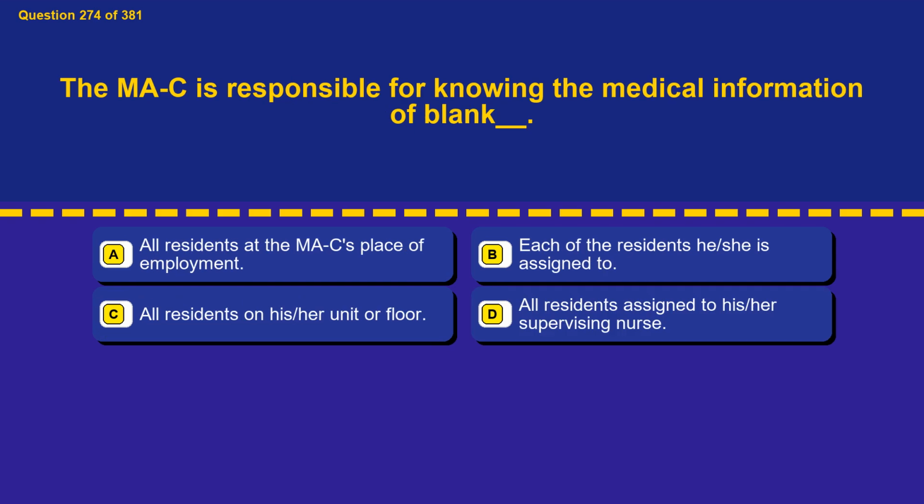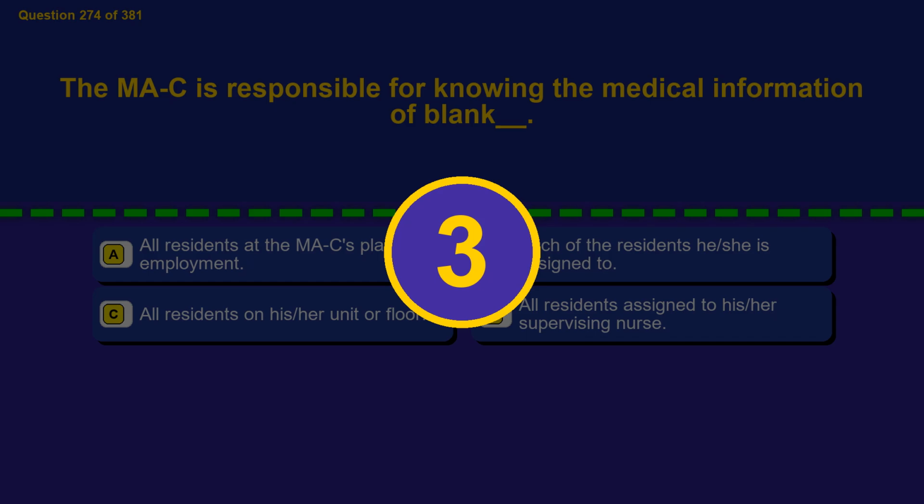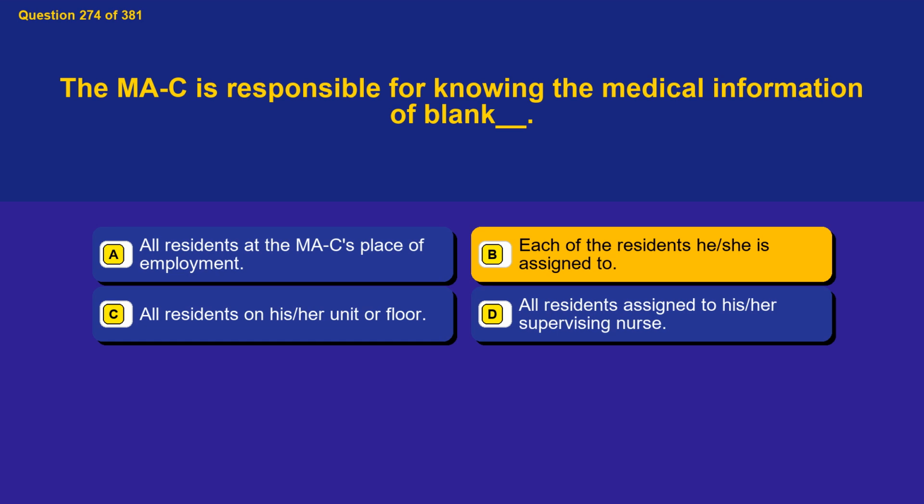Question 274. The MASI is responsible for knowing the medical information of blank. Option A, all residents at the MASI's place of employment. Option B, each of the residents he/she is assigned to. Option C, all residents on his/her unit or floor. Option D, all residents assigned to his/her supervising nurse. The correct answer is option B, each of the residents he/she is assigned to.